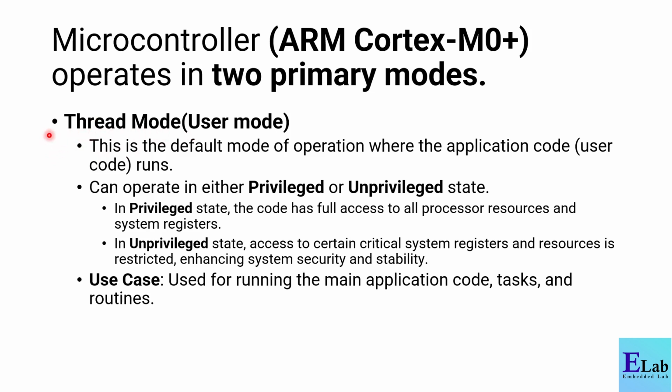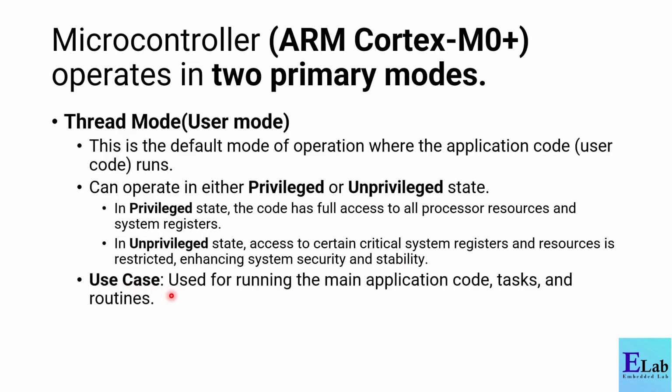Let's discuss the thread mode. It is also called user mode. This is the default mode of operation where the application code runs. In thread mode, our microcontroller can run in privileged or unprivileged state. In the privileged state, the code has full access to all processor resources and system registers. In the unprivileged state, access to certain critical system registers and resources is restricted, enhancing system security and stability.